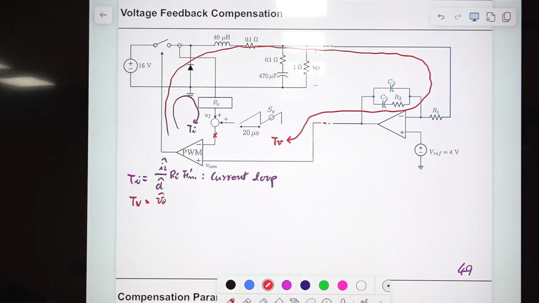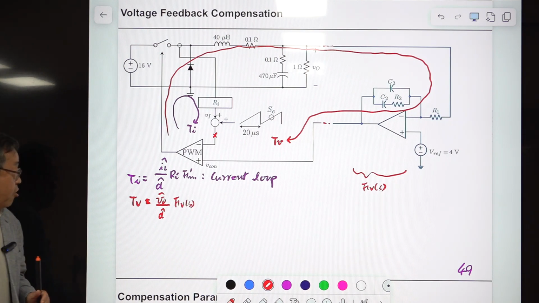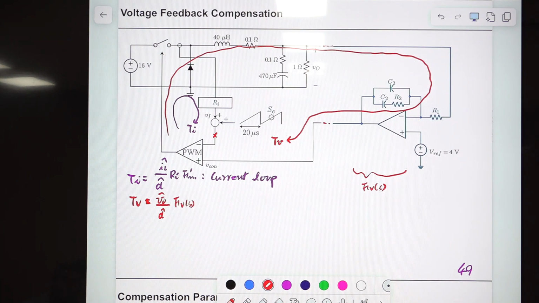This is also the product of three gain blocks. The first one is VO hat divided by D hat, the duty ratio to output transfer function. In the middle we have FVS, called the voltage feedback compensation, or the transfer function of the voltage feedback circuit, and here we have the modulator gain. So this is called the voltage loop.